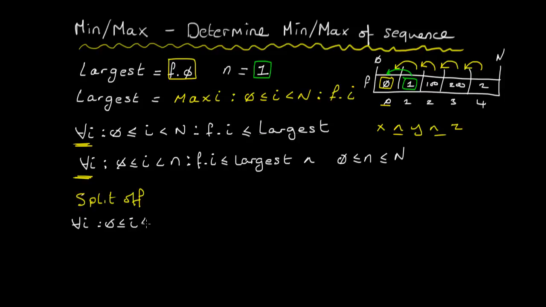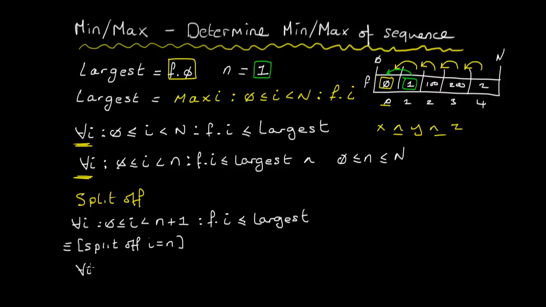greater than or equal to 0, less than n plus 1, we'd have f.I less than or equal to largest, and then we split off I equal to n, and that gives us for all I greater than or equal to 0, less than n, we drop the plus 1, we're left with f.I less than or equal to largest, and this is what we've previously processed, and we split off with an and because it's a for all, so we'd have and f.n less than or equal to largest.